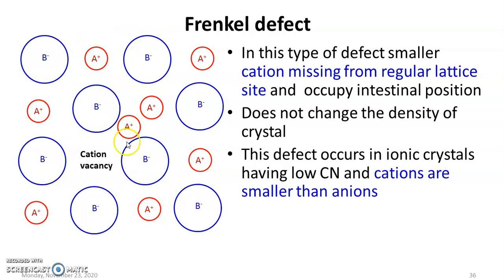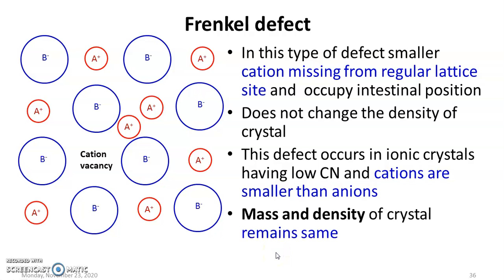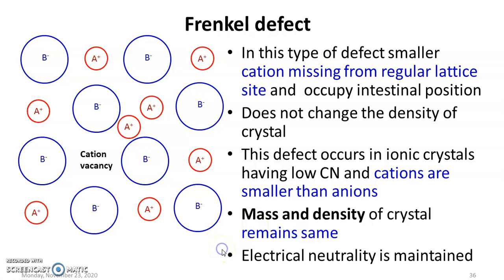Okay, as cations are occupying interstitial positions, the cations must be smaller, and therefore this Frenkel defect occurs in ionic crystals having low coordination number and cations smaller than anions. Here mass and density of the crystal remain the same, there is no change, and electrical neutrality is maintained, not only in Frenkel defect but also in Schottky defect as well.